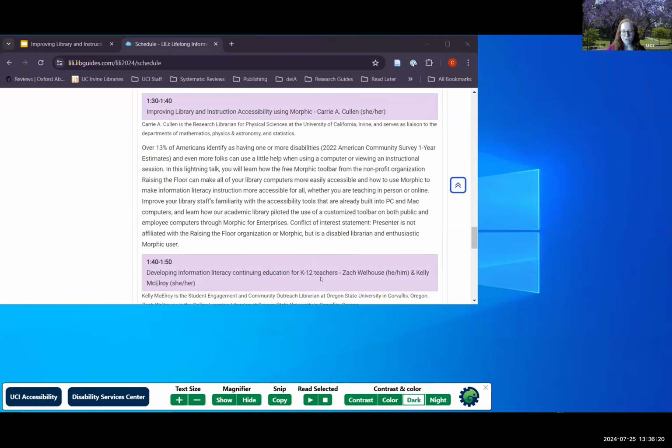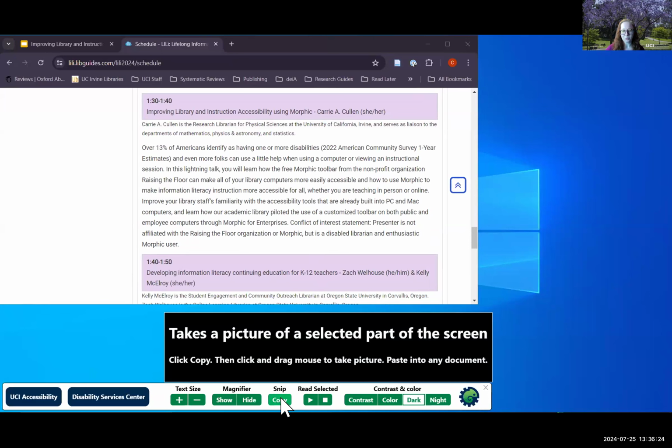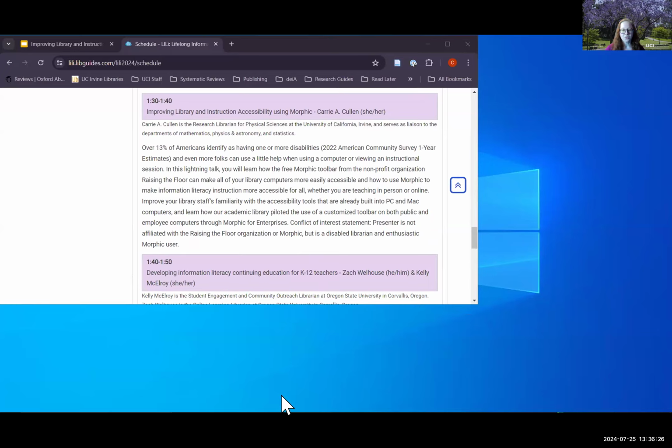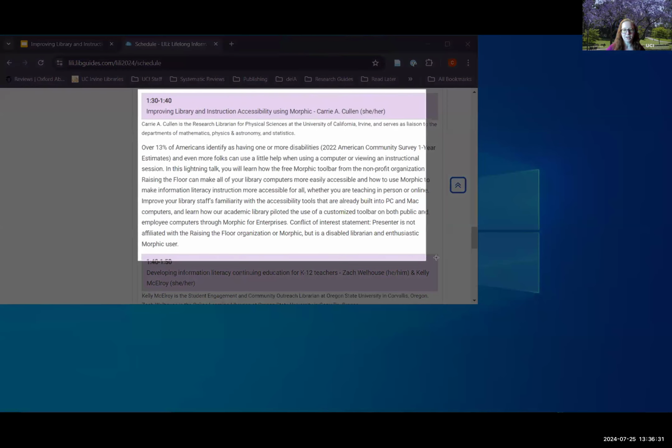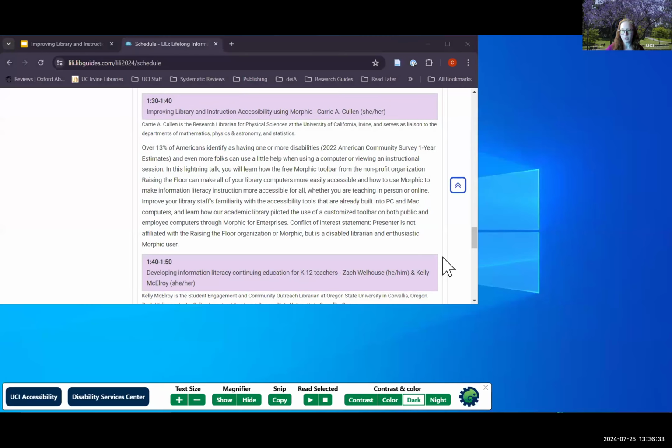Okay, so this next tool, not so much accessibility related, but really handy, and it does make things more accessible. The snip tool, if I click copy, it's going to bring up crosshairs for me, and I can select the portion of my screen that I want to screenshot. And now that is on my clipboard, and I can paste that into a document. And I'm just remembering that I don't think I remembered to click share sound, so this probably won't work.